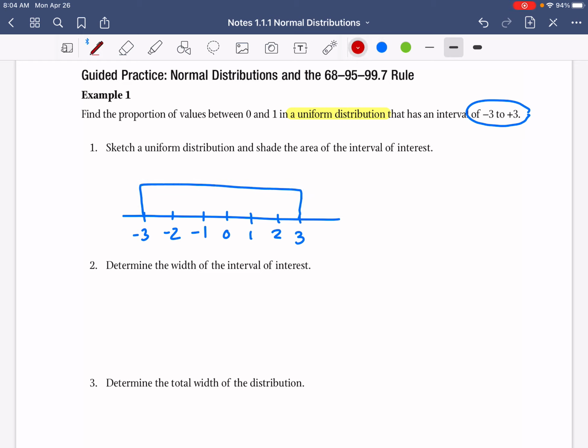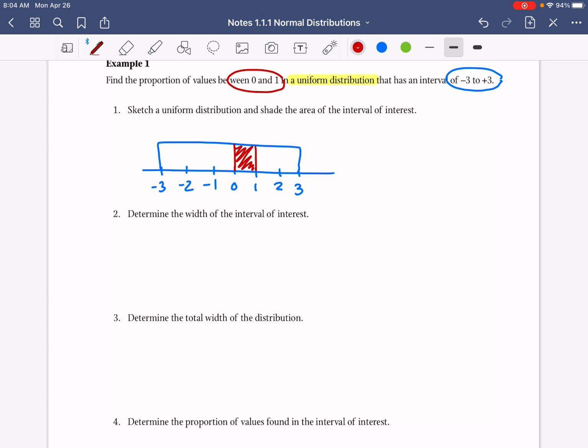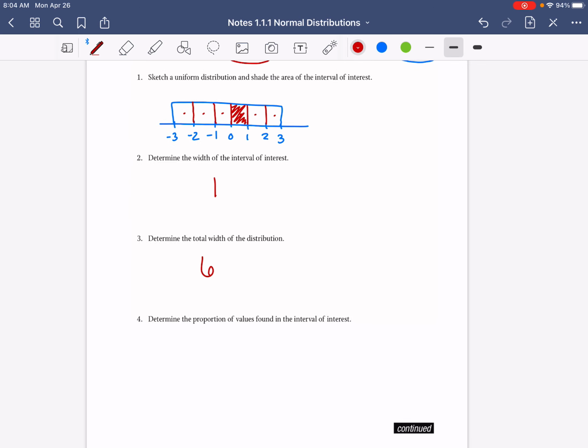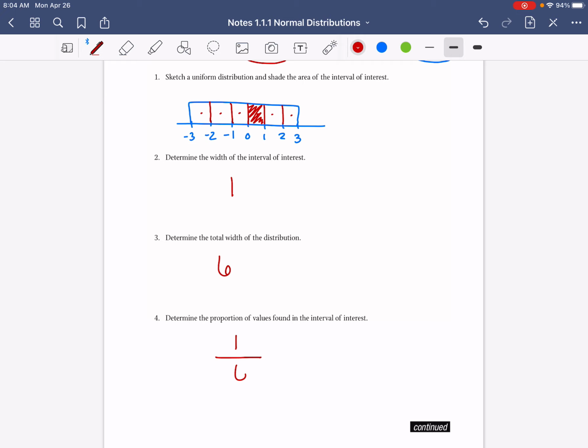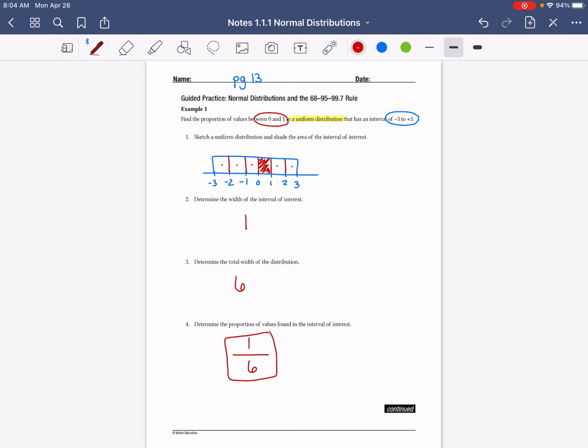Our area of interest, it says find the proportion of values between 0 and 1. So here's 0, here's 1. That's our interval of interest. Step 2 says determine the width of that interval. If we broke this up as if it was a histogram or bar graph, I only shaded one of the little pieces. And then the total width, as you count, there's 1, 2, 3, 4, 5, 6 of them. That's the total for number 3. So if we want to set up the proportion, we shaded 1, there are 6 total. That's our probability of the outcome. It's just 1/6.